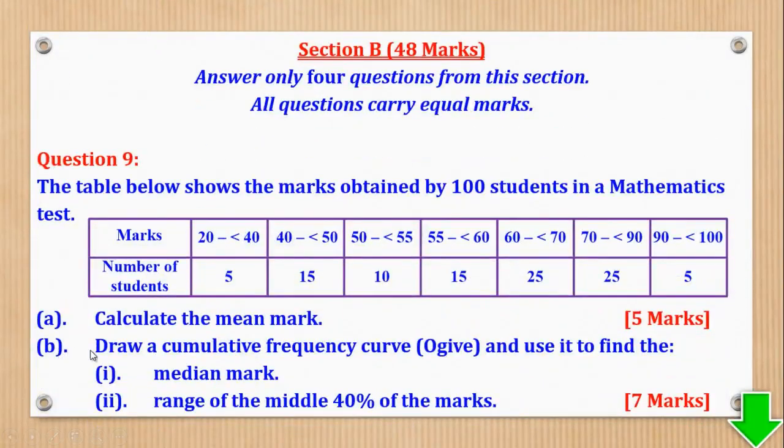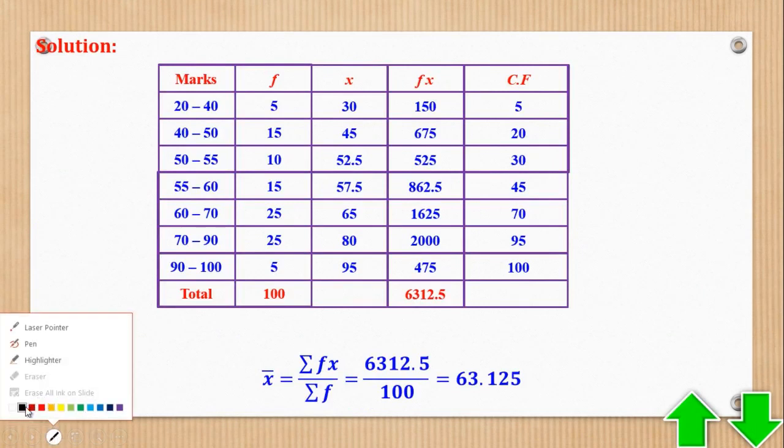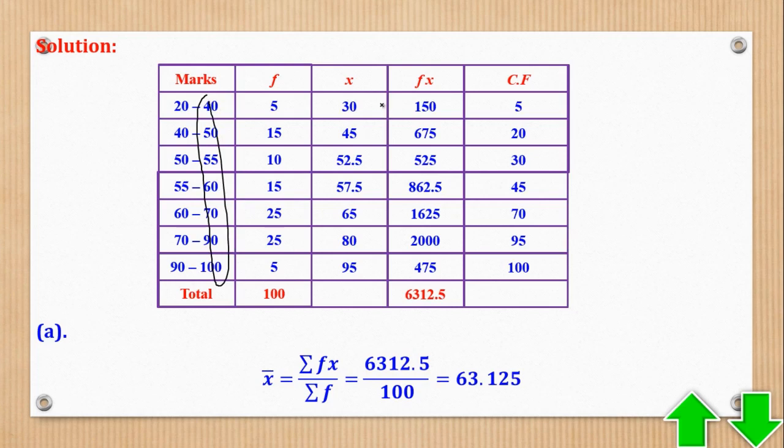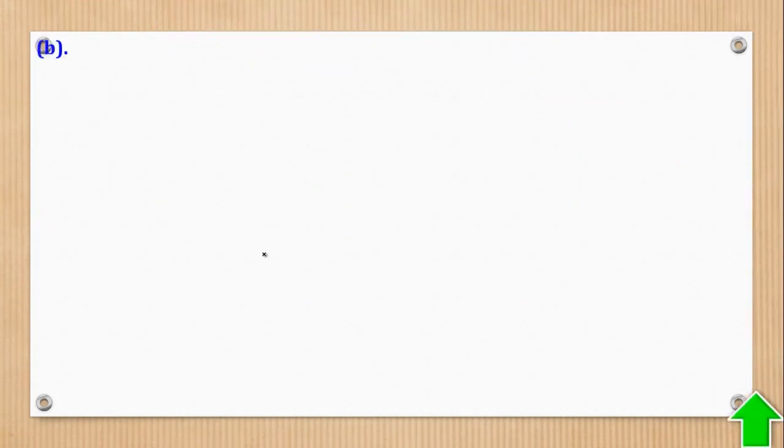Then Roman part B, they want to draw a cumulative frequency curve and use it to find the median mark. So cumulative frequency, we plot upper class boundaries and cumulative frequency. So cumulative frequency against upper class boundaries. Therefore, we shall come here and get our graph paper. Here we need a graph paper. So we shall get our graph paper.